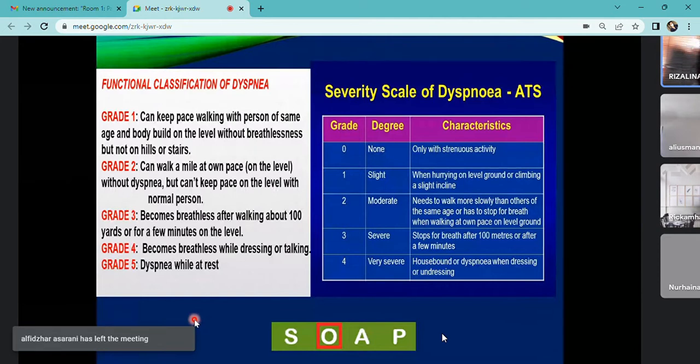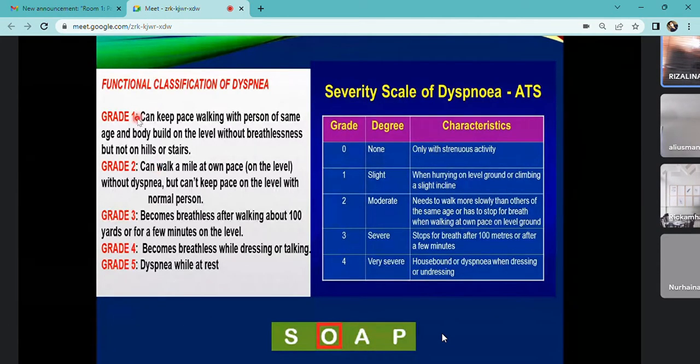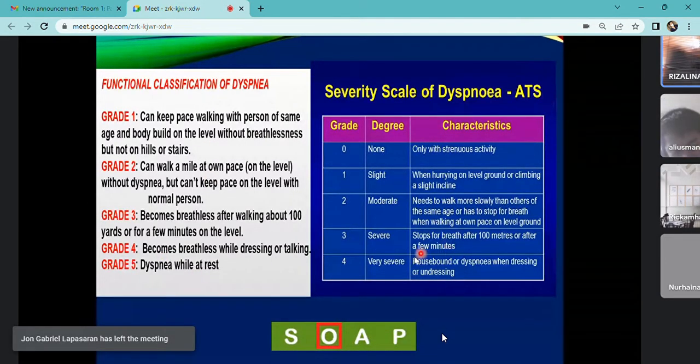Okay? So here kasi, sabi ko kahapon, the grade 1 and 2 would be for mild respiratory distress. Okay? Grade 3 would be for moderate respiratory distress. And grade 4 para sa severe respiratory distress. And yung grade 5 niya is for very severe respiratory distress. I think mas reliable to as compared to American Thoracic Society kasi ang grade 4 nila, which is very severe, meron pa bang very, very severe?